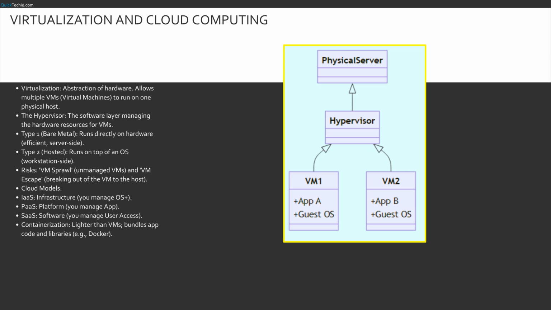The diagram depicts a virtualized environment. The physical server is the foundation. The hypervisor sits on top, allocating resources. It supports VM1 and VM2. Notice that each VM has its own guest OS and applications, completely isolated from the other, yet sharing the same physical roots.